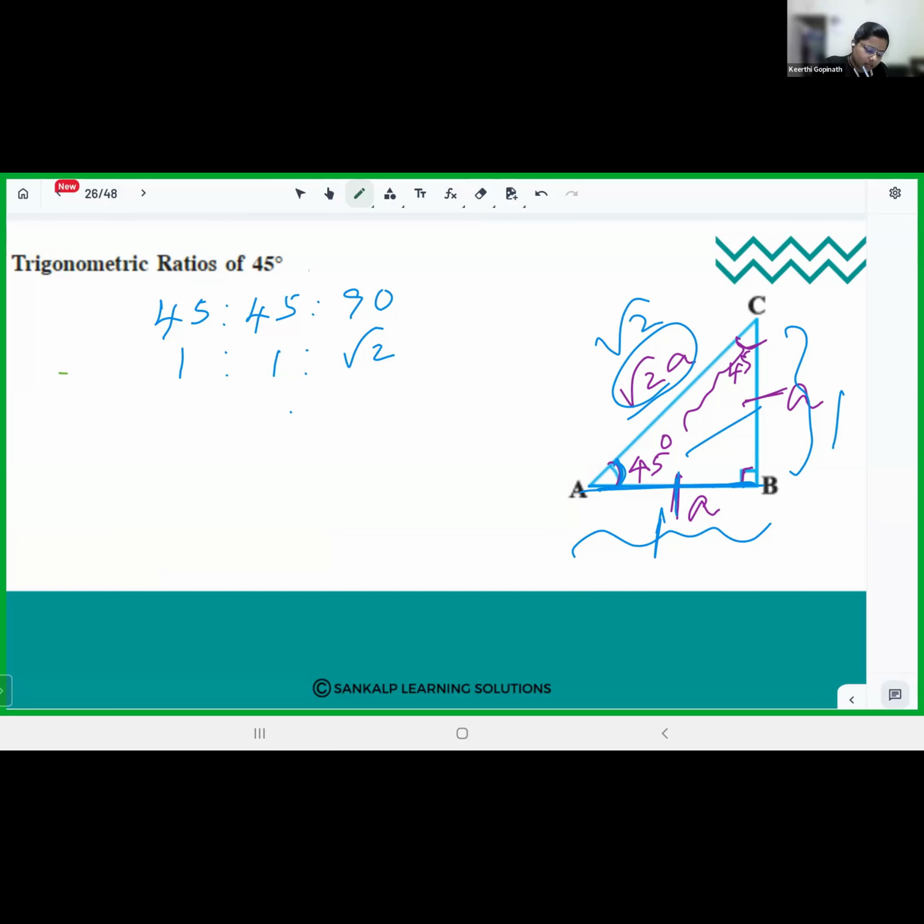That means the side opposite to angle 45 degree will be 1. The side opposite to angle 45 degree is again 1. The side opposite to 90 degree will be root 2. The ratio means this thing. So 1:1:root 2 is the ratio of the triangle with 45 degree, 45 degree and 90 degree. And from this, you can easily find out the values of sine, cos and tan.